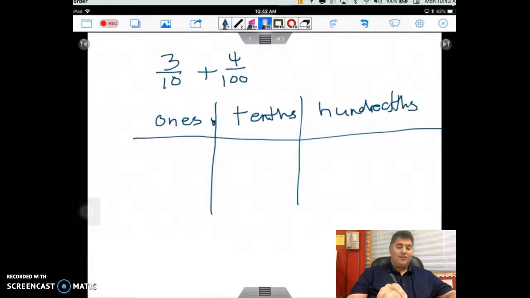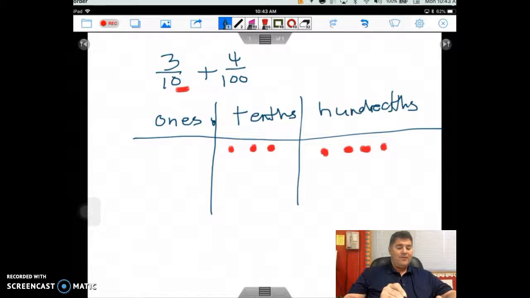So I'm going to get my counters here. We're going to do 3 tenths, 1, 2, 3. And then we're going to have 4 hundredths, 1, 2, 3, 4.